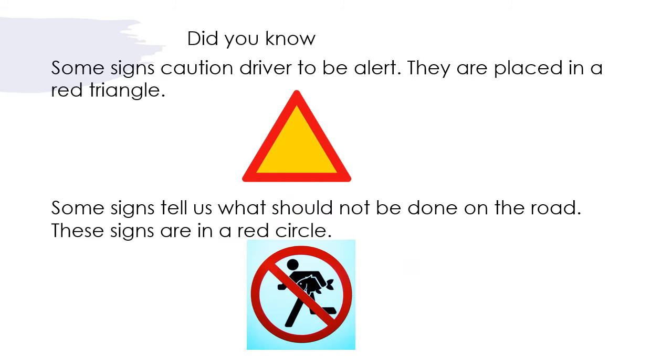Do you know that, children? Some signs caution drivers to be alert, and they are placed in a red triangle like this, like I have shown you through a picture. It is placed in a red triangle to caution a driver to be alert. Next, some signs tell us what should not be done on the road, and these signs are in a red circle like this.